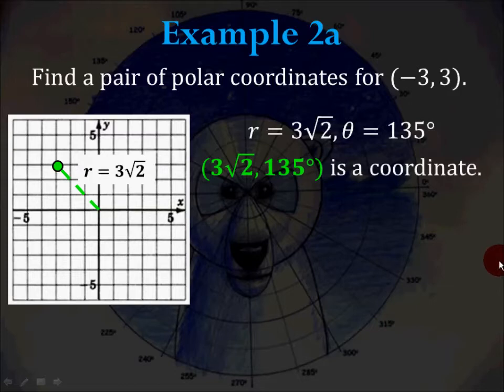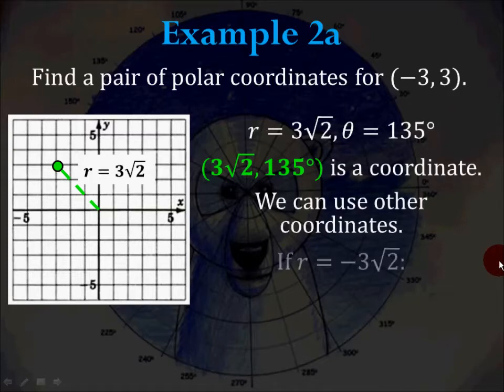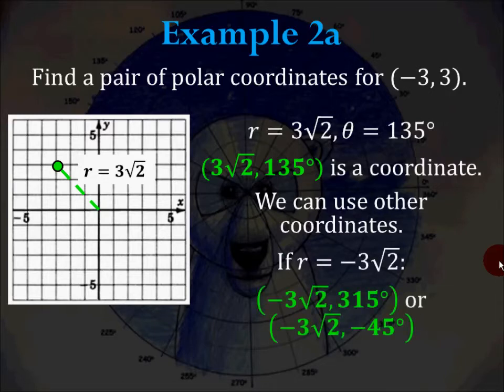Now you can go in a different direction if you want another pair. So let's use R equals negative 3 root 2. That would give us the coordinates of negative 3 root 2, 315. So we went all the way around 315 degrees, and then we went 3 root 2 in the opposite direction. That would yield this point here. Or we can do negative 3 root 2, negative 45. So we go clockwise 45 degrees, and then we go in the opposite direction because R is negative. That would yield the same point.